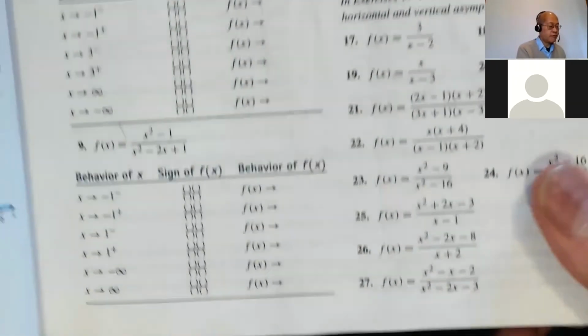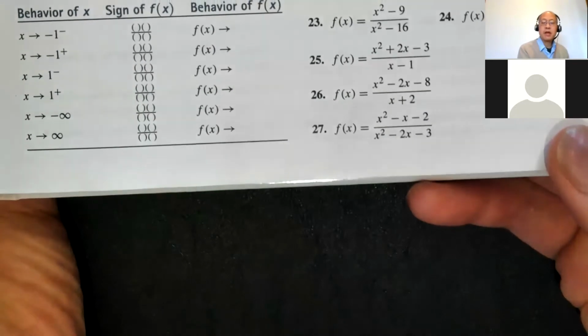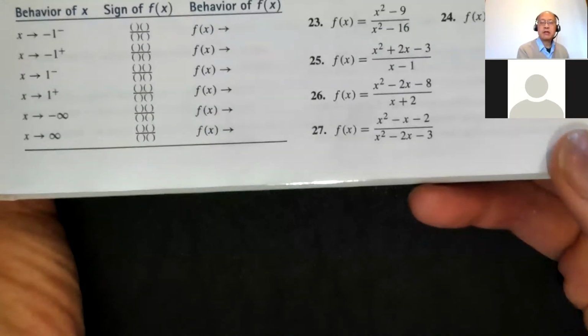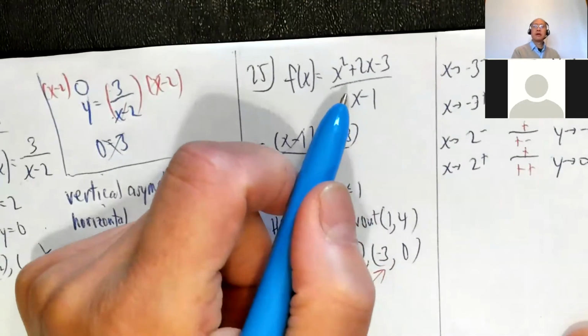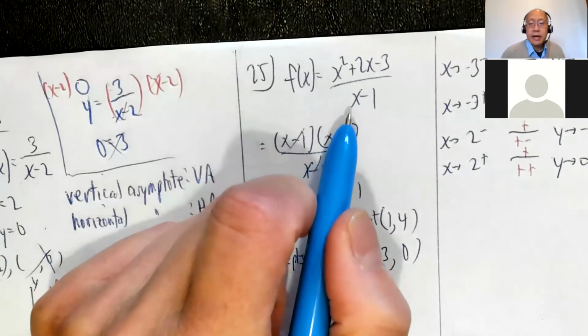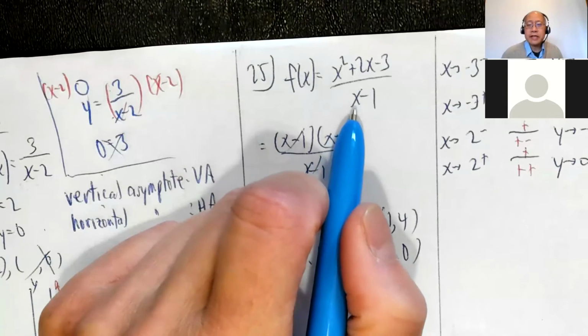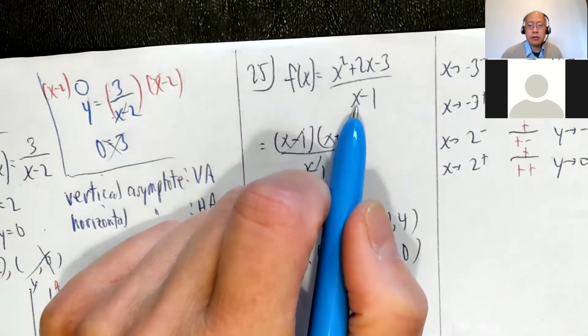Okay, 25 is kind of interesting. That's a little different. x squared plus 2x minus 3 over x minus 1. Here's an instance where you might say, oh, sure, x equals 1, vertical asymptote.